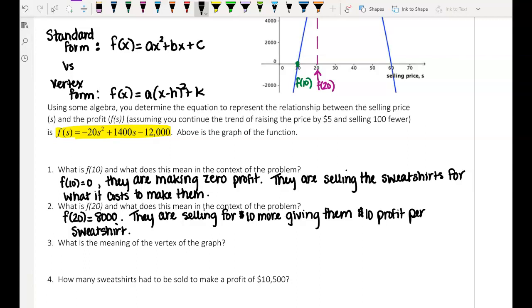So by raising the price up to $20, now I'm making $10 per sweatshirt. So that gives me a profit of 8,000. That's what that f of 20 equals 8,000. That's telling me the amount of profit that I'm making.